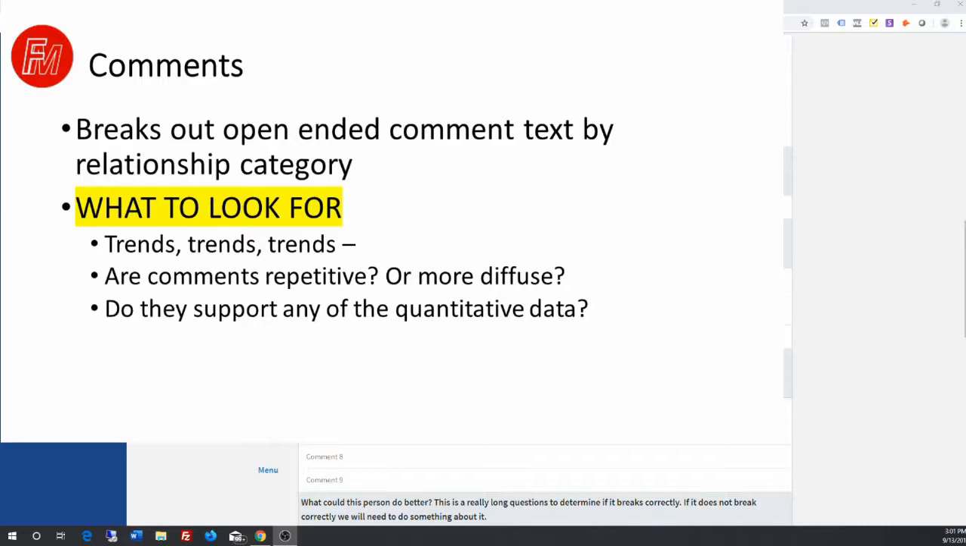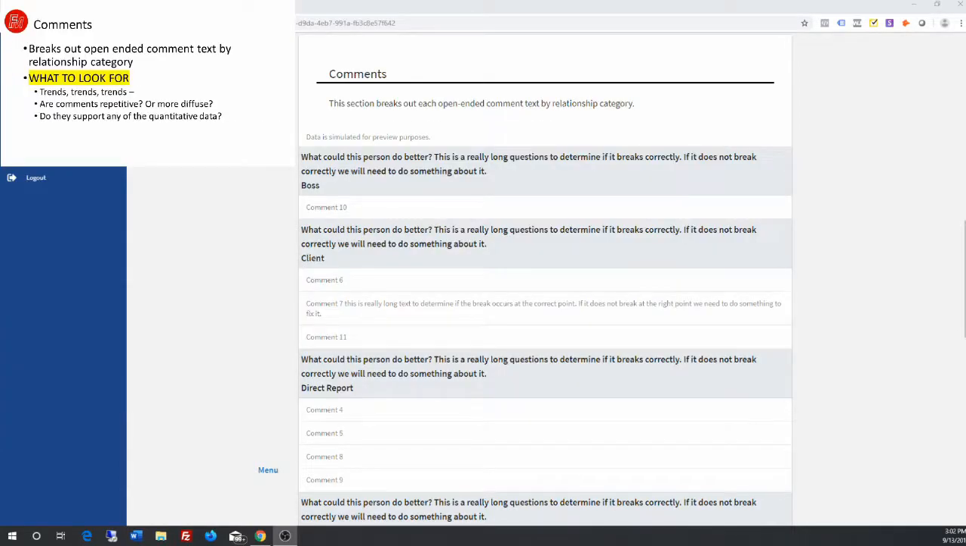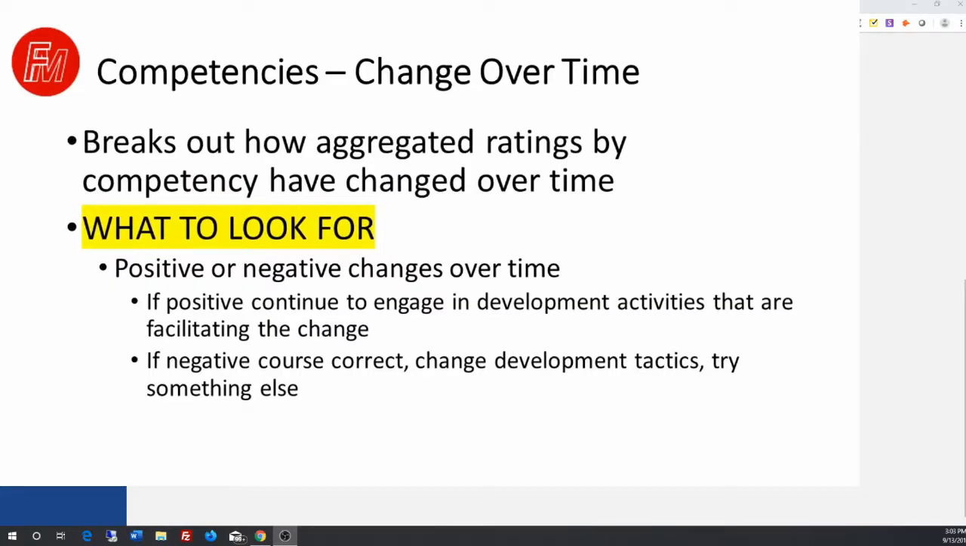The other thing you want to look for is, do any of these comments start to support the quantitative data that you've gone through already? And this is what the comment section of the report looks like. You'll have each question that was asked, and it will be broken out by a relationship group that responded to that question. So the next section we'll look at is the competencies change over time section.